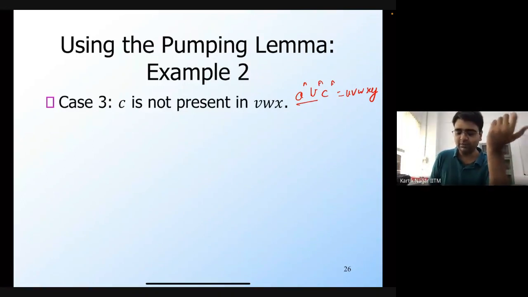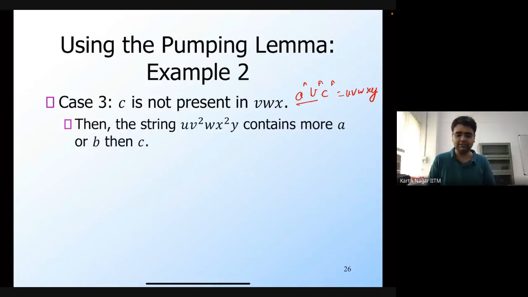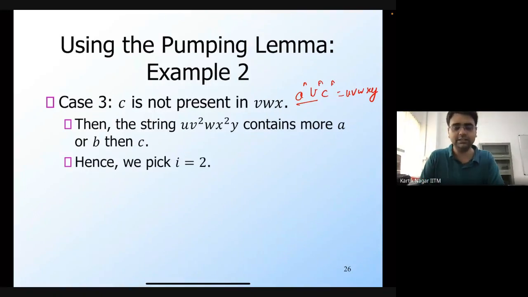Since vwx spans a's and b's, it may contain a or b or both. But no matter what, the length of vx will be greater than 0. So if I pump up, the resulting string is going to have either more than n a's or more than n b's, or maybe both. But in any case, it will still have n c's. Therefore, the resulting string will not be in the language. So the string u v squared w x squared y contains more a's or b's than c's, so it will not be in the language. So I pick i equal to 2.